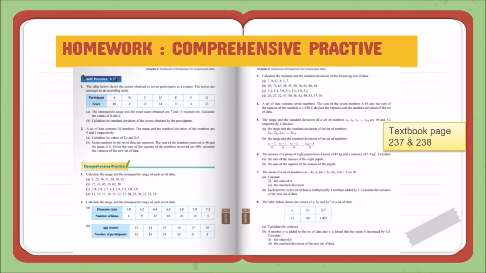Students, you are given homework on textbook pages 237 and 238. So please complete it before our next class. If you have any problem, you can contact me, okay?